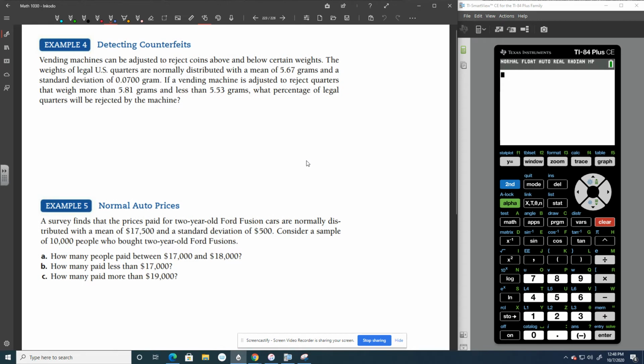So example 4, vending machines can be adjusted to reject coins above and below a certain weight. The weight of a legal US quarter is normally distributed.